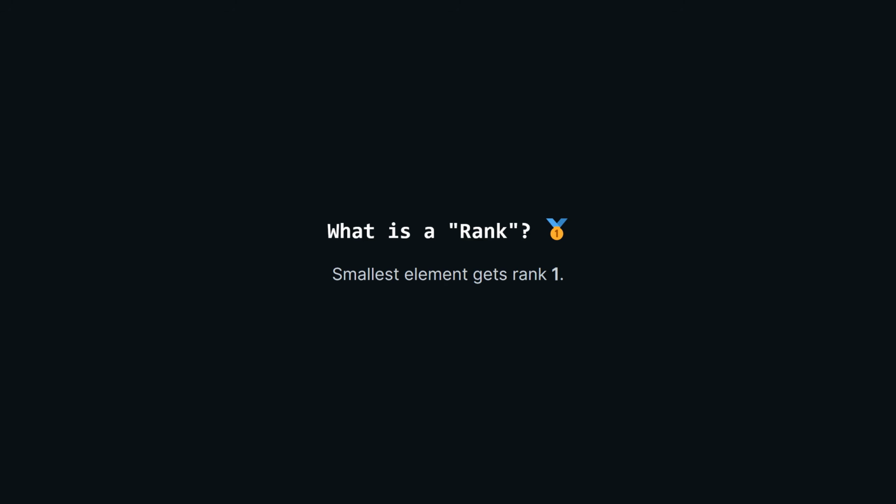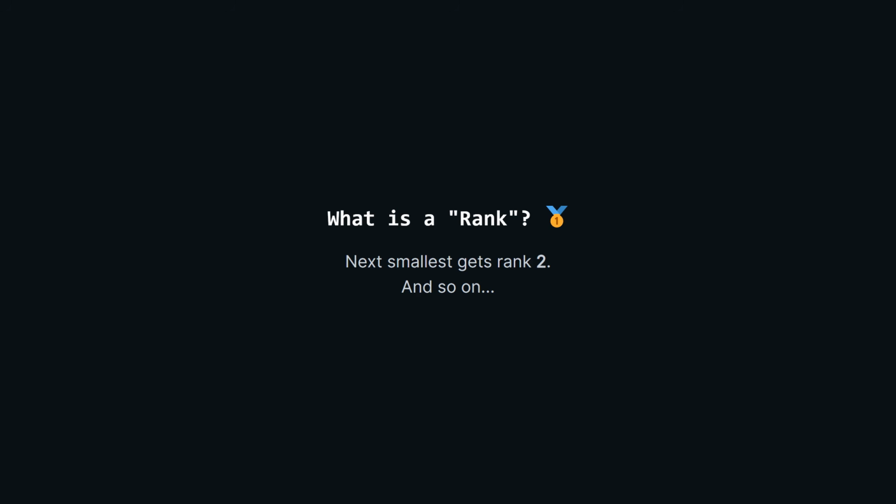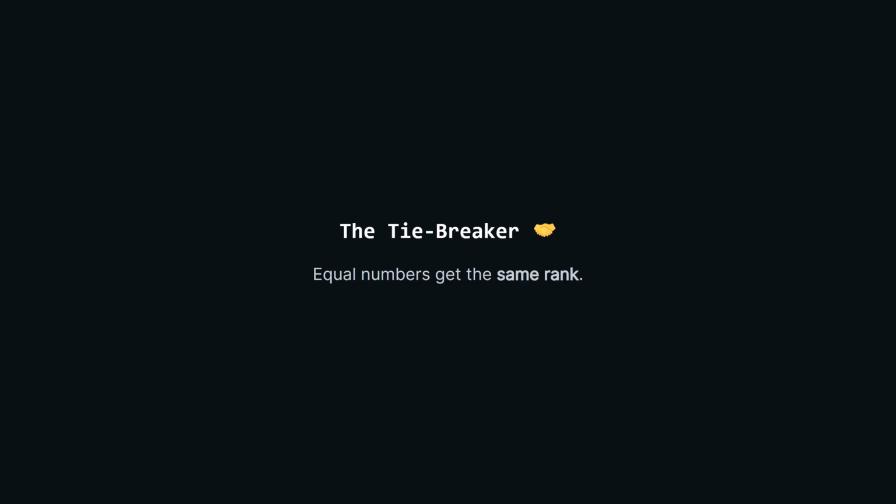Well, the very smallest number in the whole list gets the rank of 1. The second smallest number gets the rank of 2, the third gets 3, and it just keeps climbing from there. But what if two numbers are exactly the same? Simple. They tie. They both receive the exact same rank.